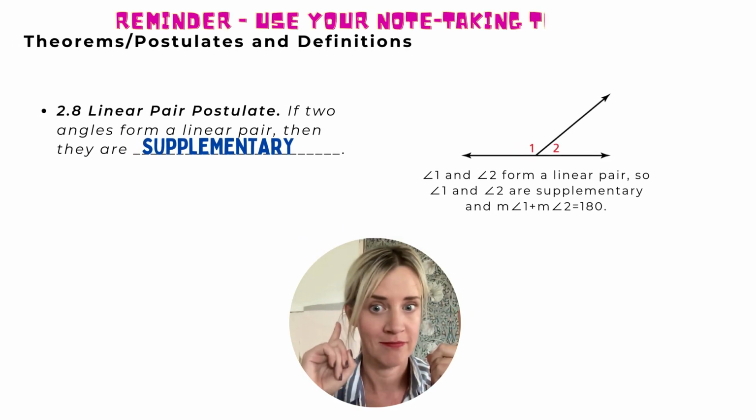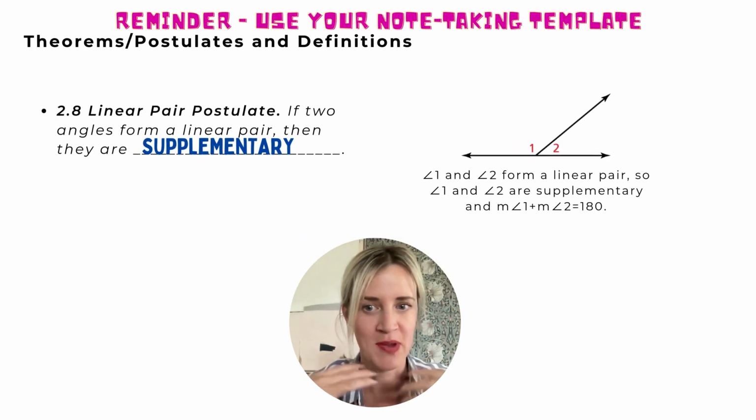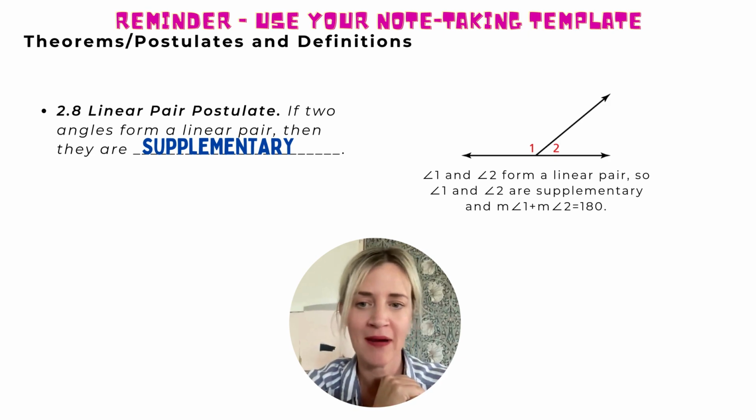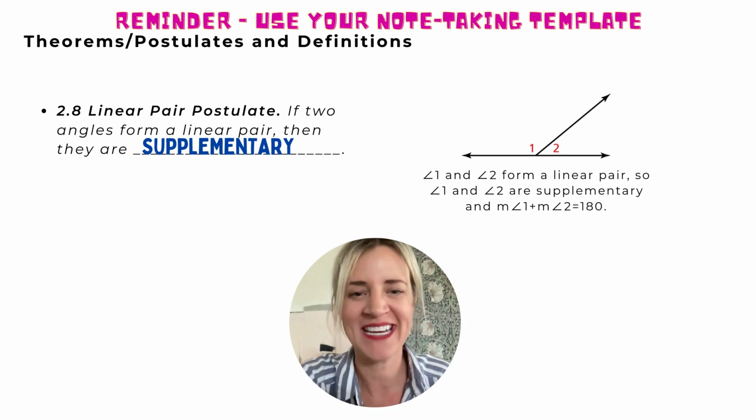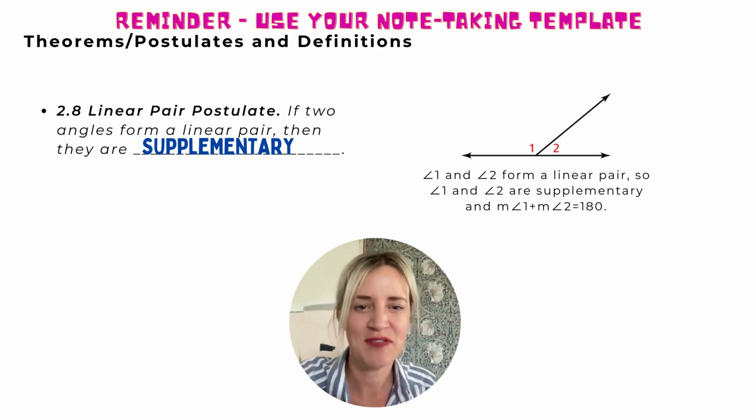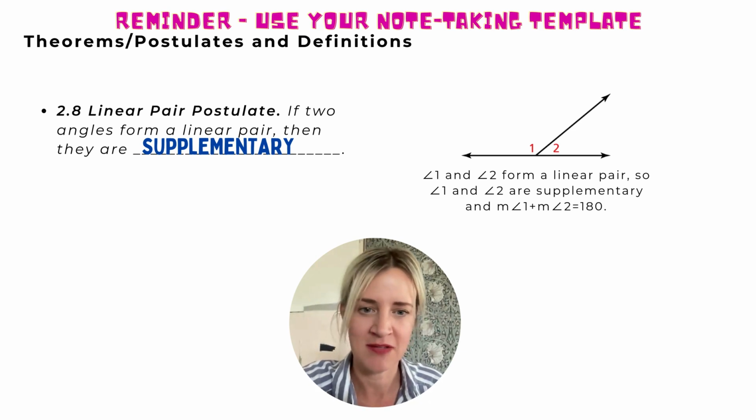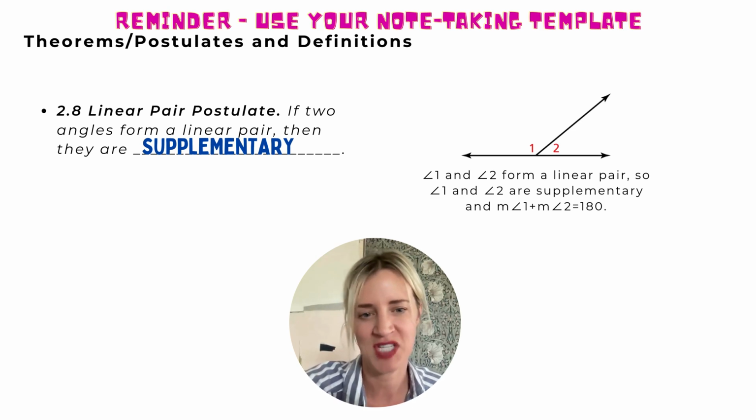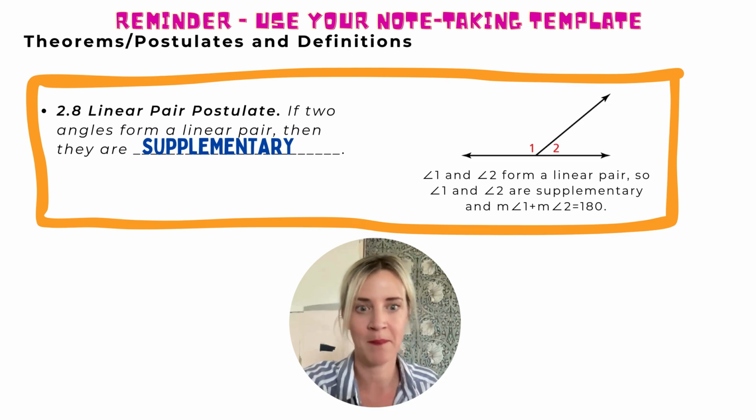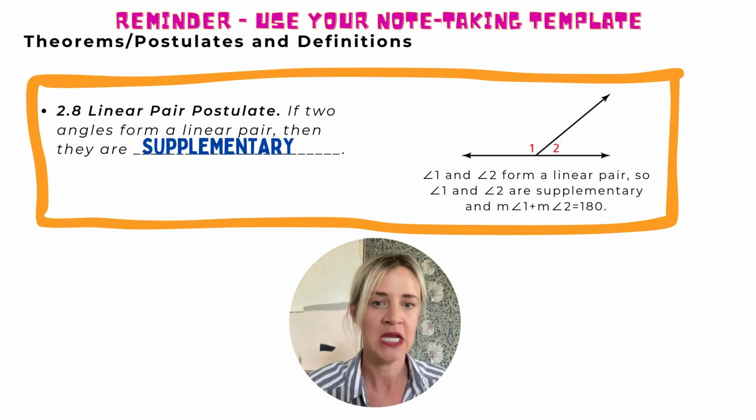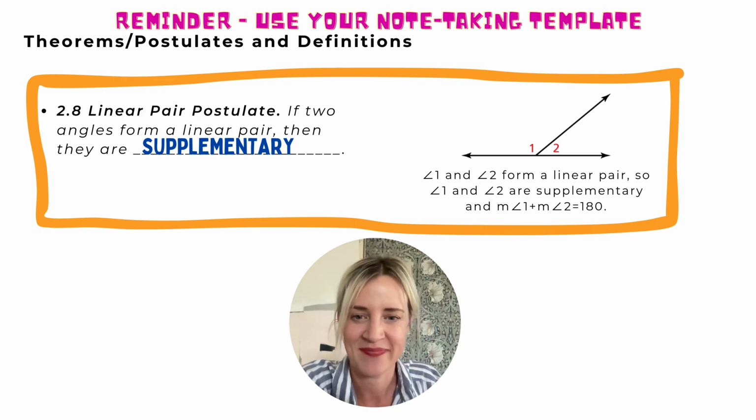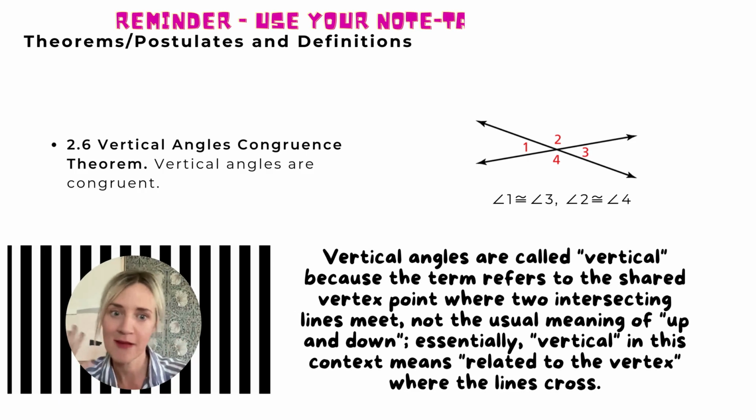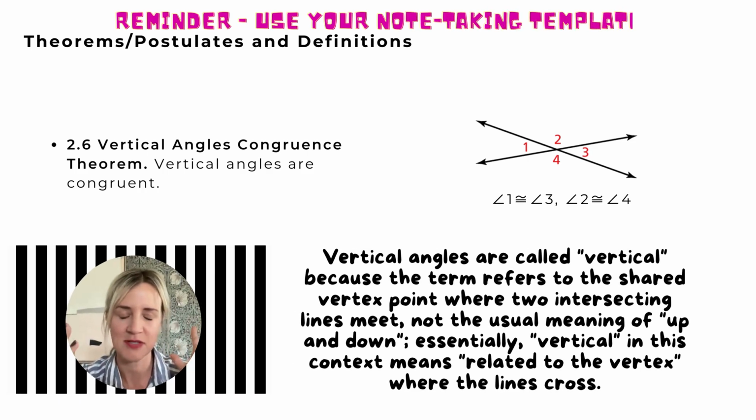This one's important. The linear pair postulate. If two angles form a linear pair, then they make a straight line. They're supplementary. So angle 1 and angle 2 form a linear pair. So angle 1 and angle 2 are supplementary, which means the measure of angle 1 plus the measure of angle 2 is 180 degrees. We're going to put a big box around this because it's very important. And we're going to work on some GeoGebra applets in class to show this. It's a theorem that will come up over and over and over again, so it's really important you know this one.